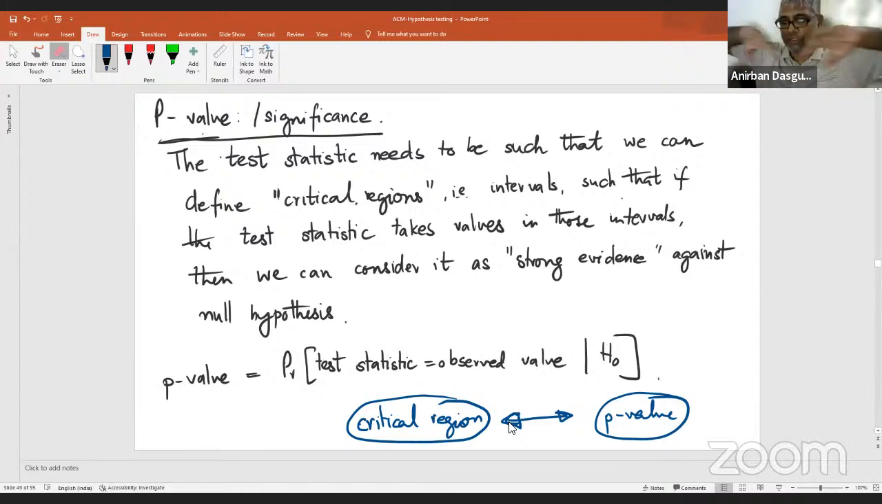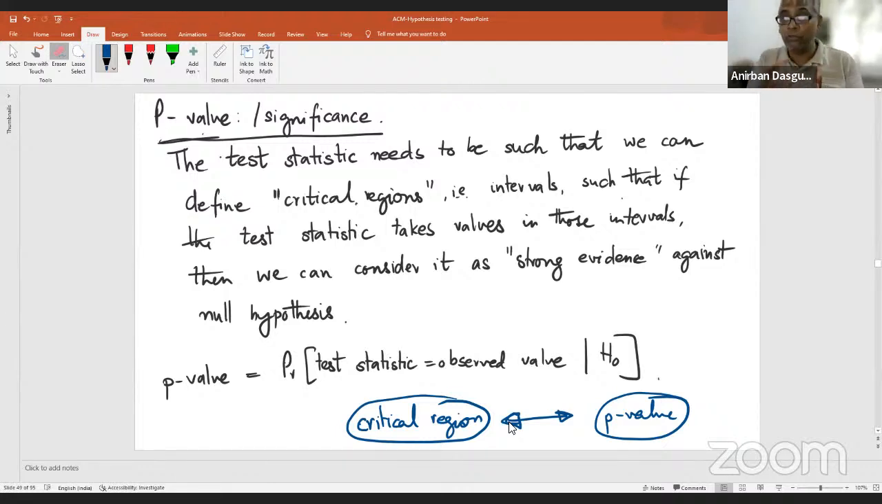once you have the distribution of the statistic, you say that these are the regions, these intervals, in which it is unlikely that the test statistic will take a value. Because if it takes a value in these intervals, that's very, very unlikely, and I will reject that as strong evidence. That is the definition of the critical region. For instance, in the pointers example, you could define the critical region by saying that if I obtain more than, let's say, 800 heads out of 1,000, that is my critical region.